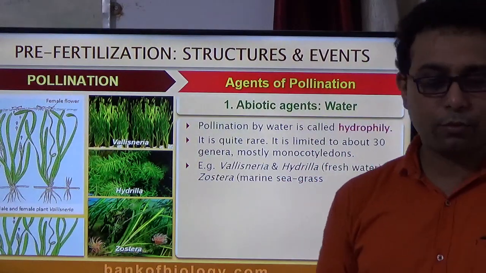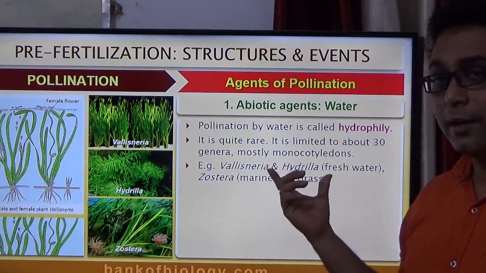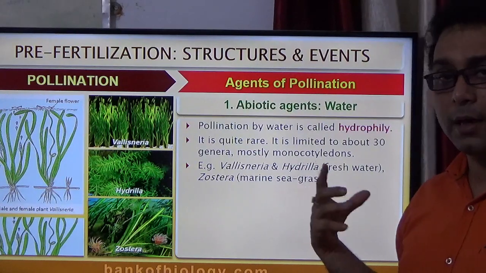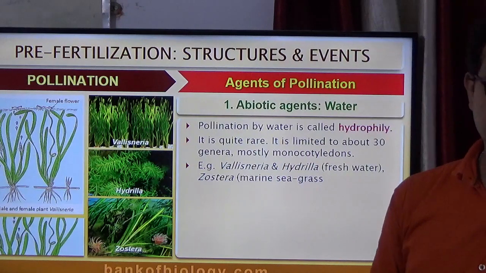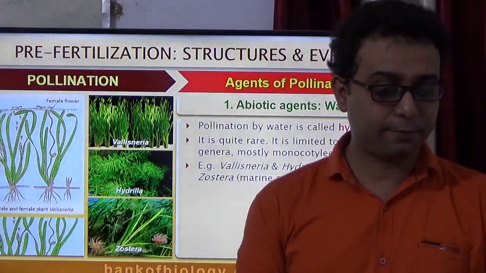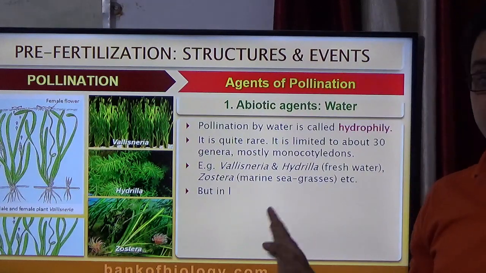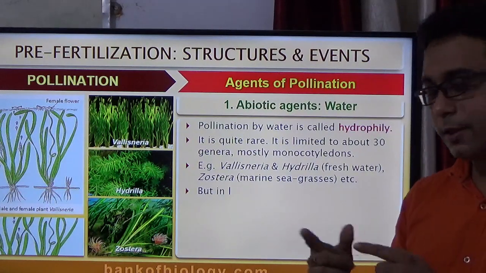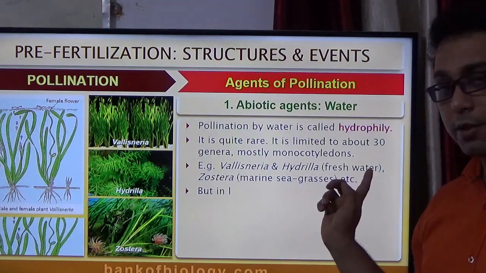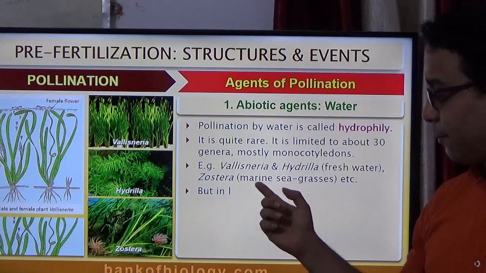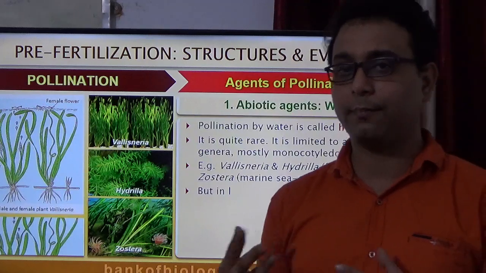In our NCERT book, Vallisneria is the most important example, and Hydrilla. These are freshwater plants which are pollinated by water. On the other hand, there is Zostera, which is a marine sea grass. So you understand the difference between Hydrilla and Zostera? Hydrilla and Vallisneria are freshwater plants, and Zostera is a marine sea grass. Both exhibit pollination with the help of water.